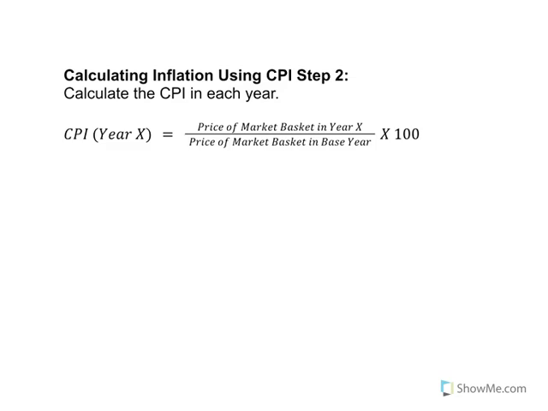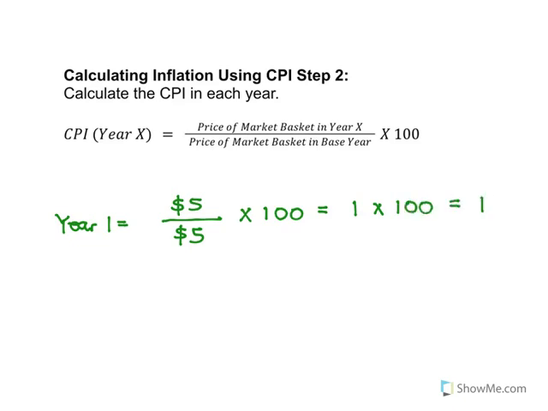So I'm going to go ahead and do that now. So we'll do it in green this time. So for year 1, what we would do is we'd say, okay, what is the cost of the basket in the year I'm looking for, which is year 1, it's $5, divided by what is the cost of the market basket in the base year. Well, the base year is also year 1, so I'm dividing by $5, and then I multiply that result times 100. So this is equal to 1 times 100, which is equal to 100.